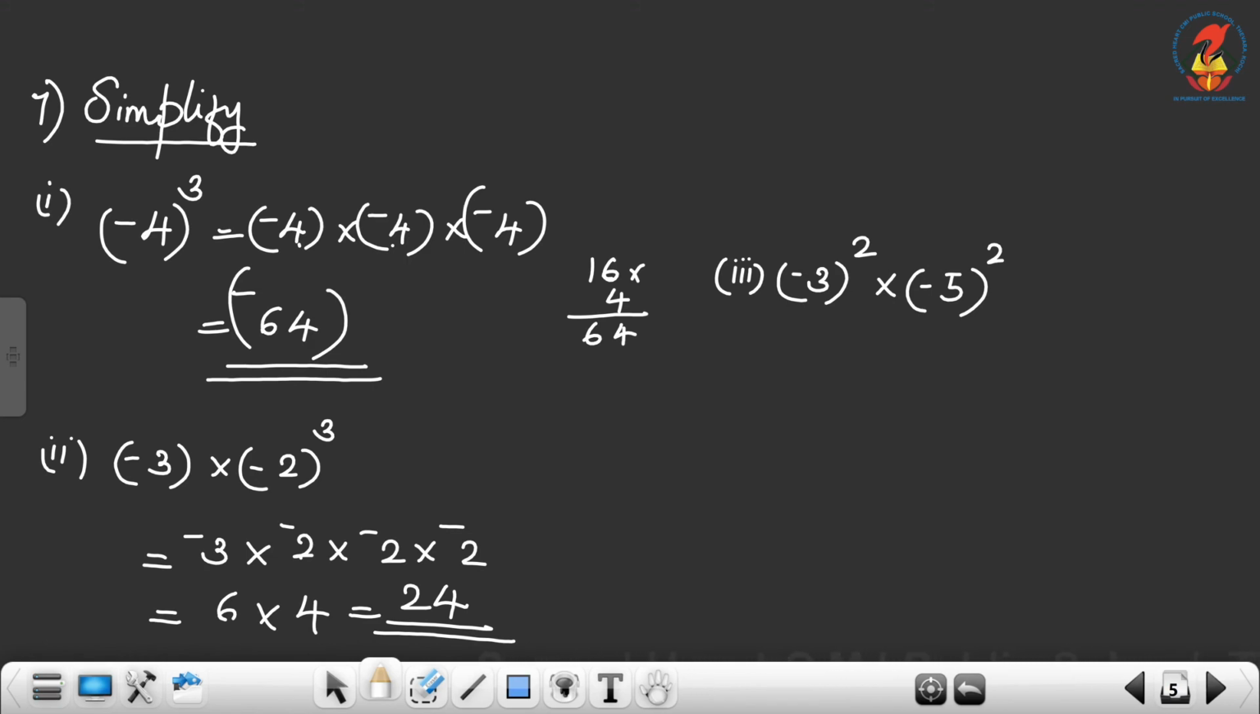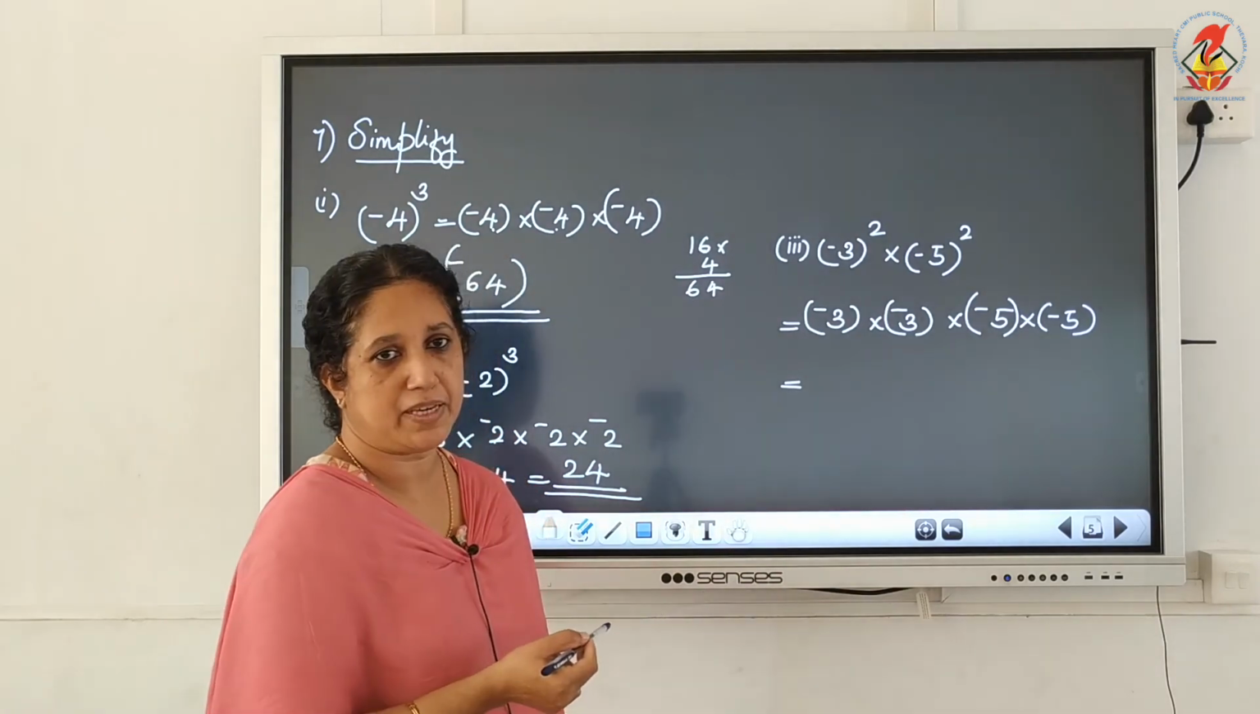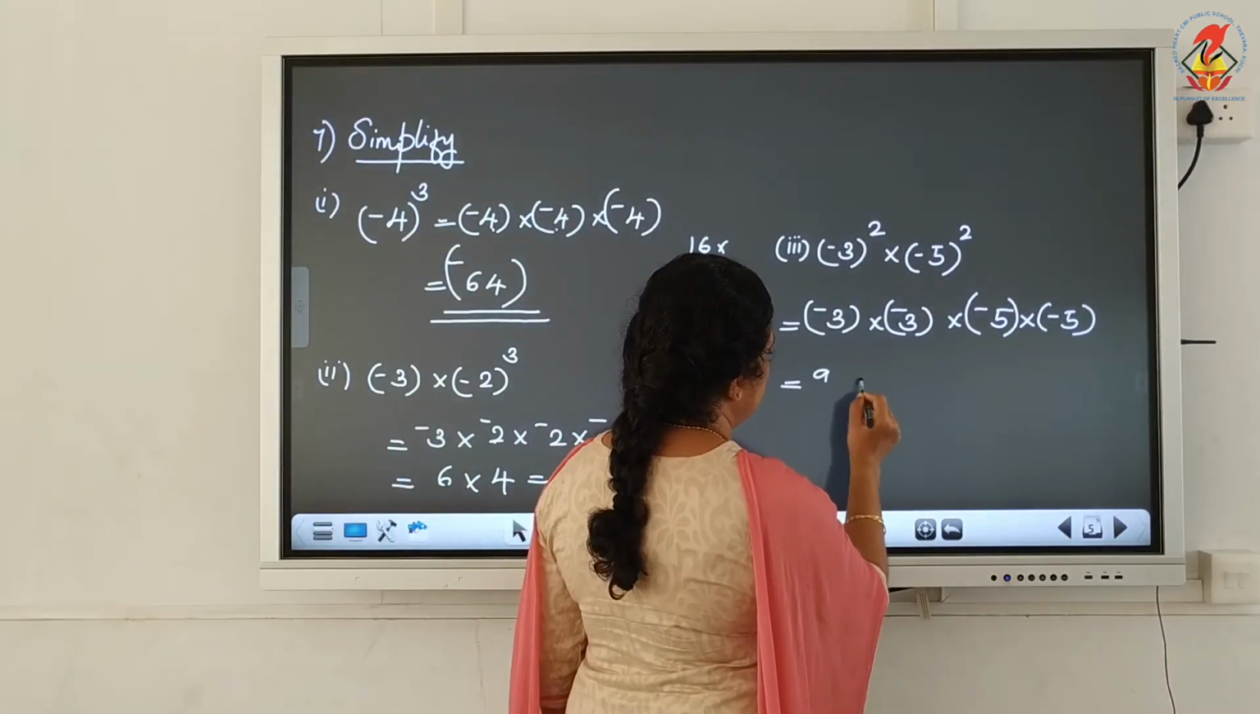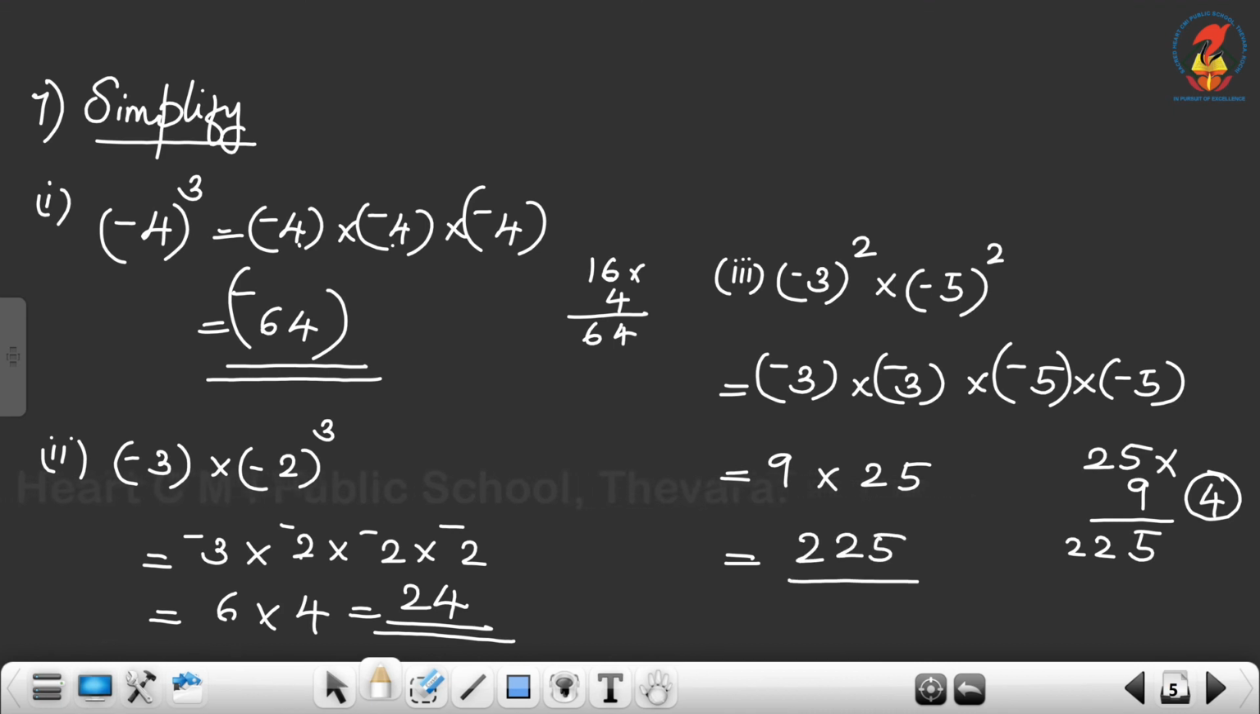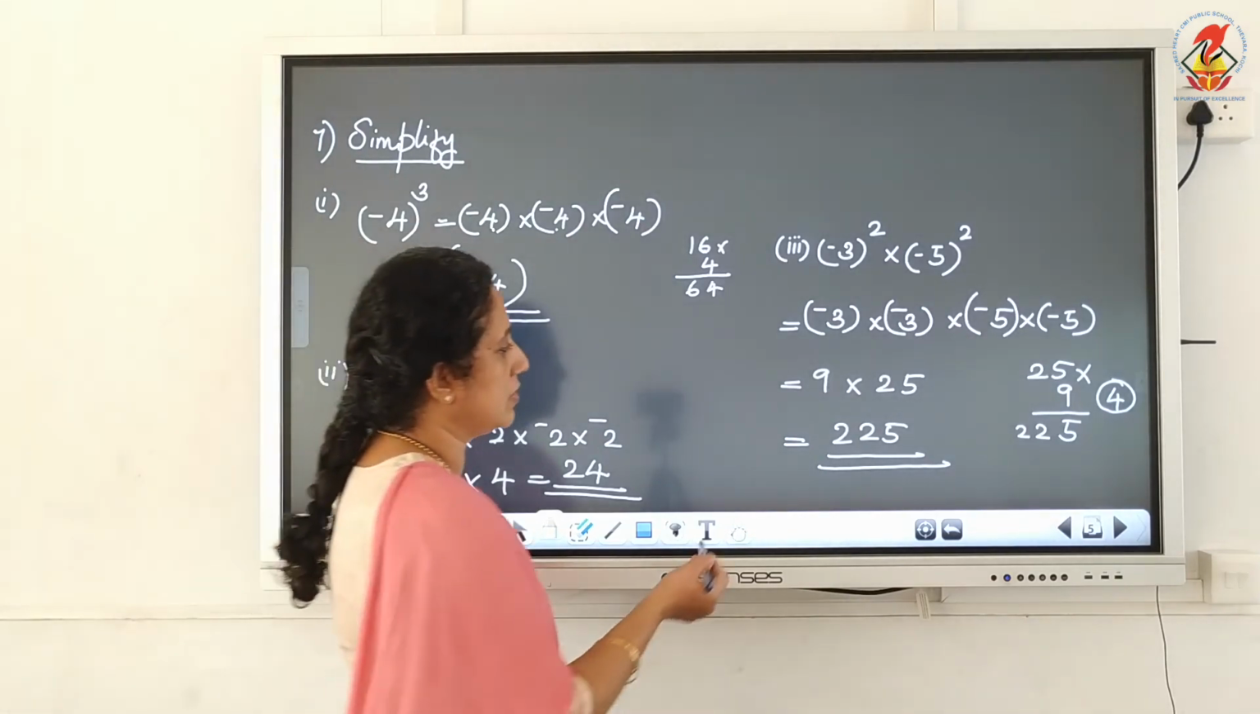Next, negative 3 squared into negative 5 squared equal to negative 3 into negative 3 into negative 5 into negative 5. Then here also we have 4 negative integers. Therefore the sign of the product will be positive. Then 3 3s are 9 into 5 5s are 25. So 9 into 25, 25 into 9. So 225. Therefore, the value of negative 3 squared into negative 5 squared is equal to 225.